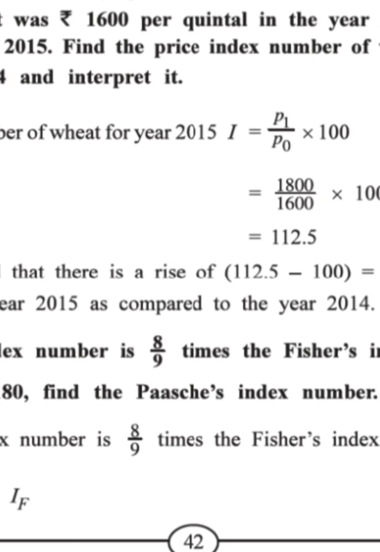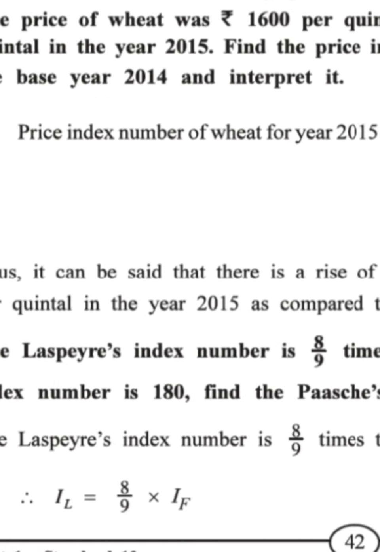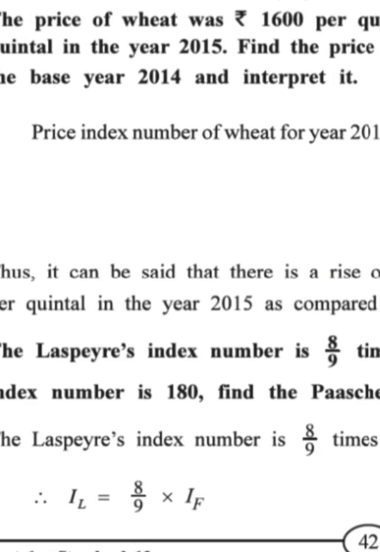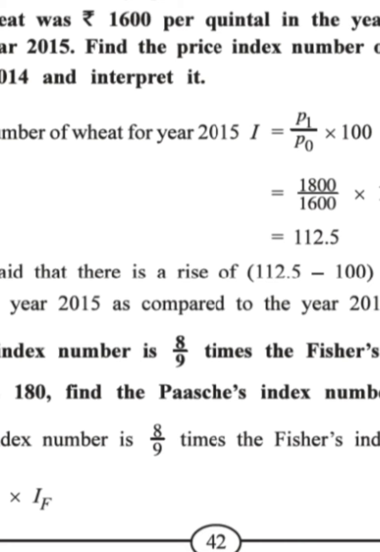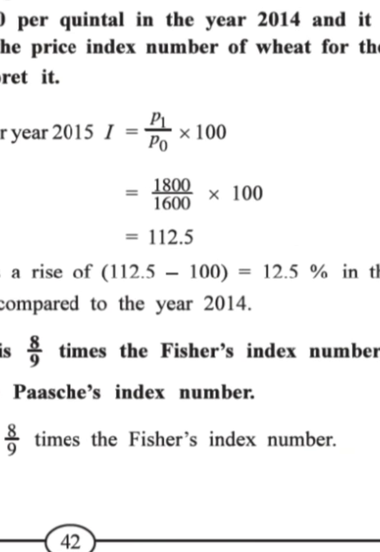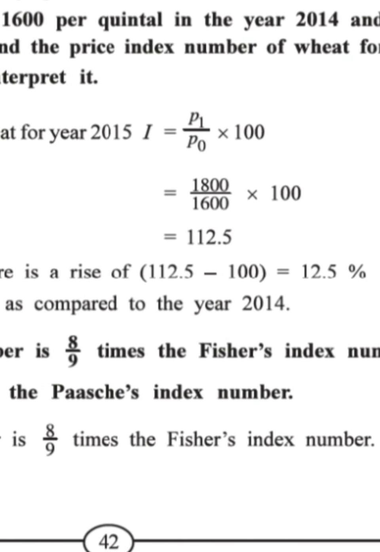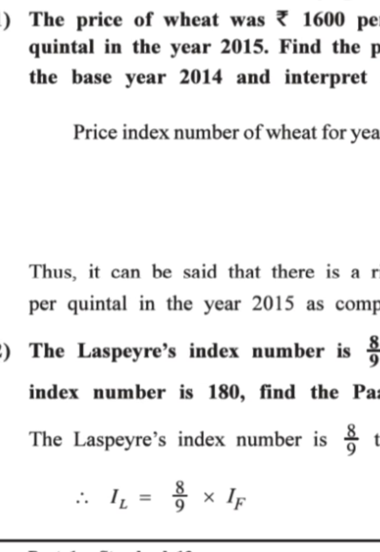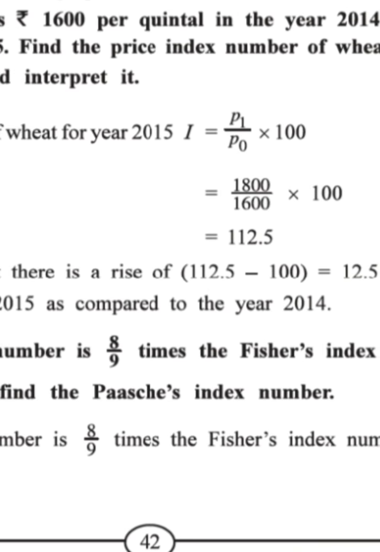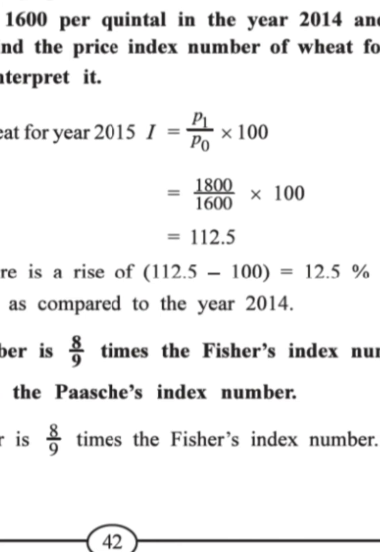What is given? What is the question? Find the price index number of wheat for the year 2015 with regard to the base year 2014, and also we need to interpret it. Now see children, over here they have given us the price of the wheat for the base year and also of the current year. For the current year it was rupees 1800 per quintal, so we'll have P1 as 1800, and we have 1600 per quintal in the year 2014, that is the base year, that is actually our P0.